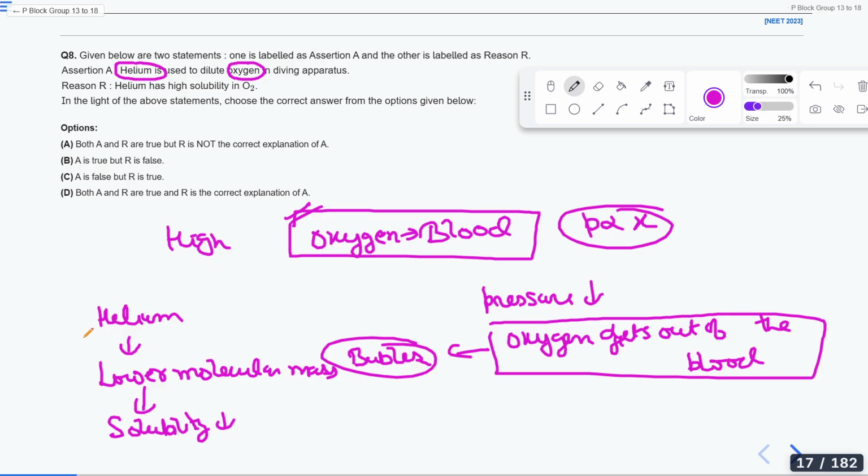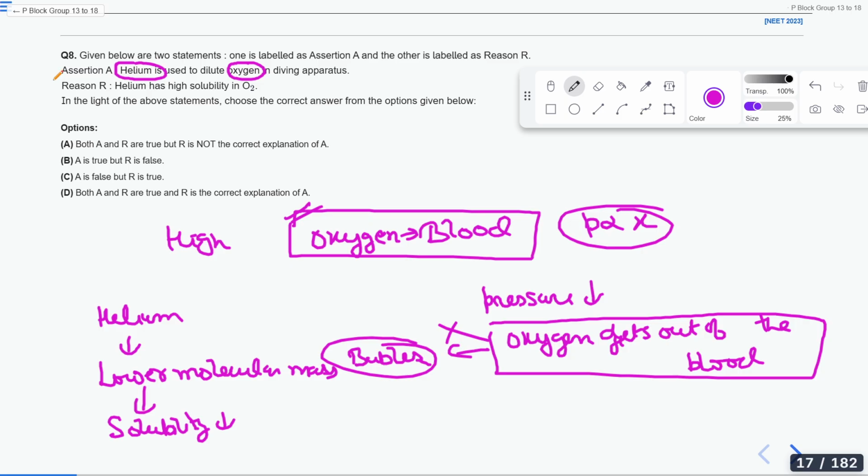Now the oxygen cylinder, which is diluted with helium that has a very low solubility, will result in less oxygen going into the blood. Hence, when the scuba diver comes to the top, the extra oxygen will not get dissolved in the blood, and he will not face this situation. Because helium was present, a lower concentration is present, so he does not absorb more oxygen, and hence there is no case of bends in his body.